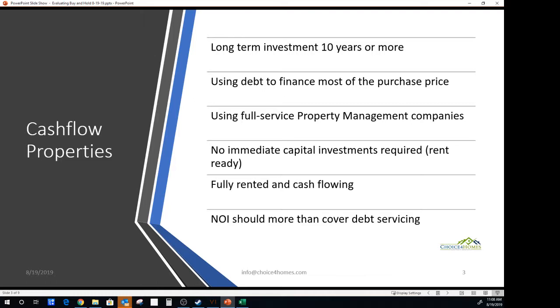No immediate capital investments required. What do I mean by that? We are not looking at fixers. In other words, whatever we buy, there is already a tenant living in it, and the tenant is living in decent living conditions. We're not talking about distressed properties. We're not talking about vacant properties.